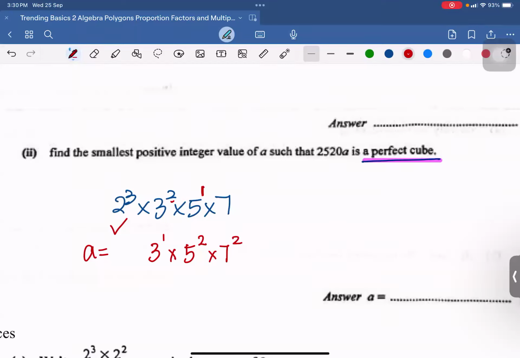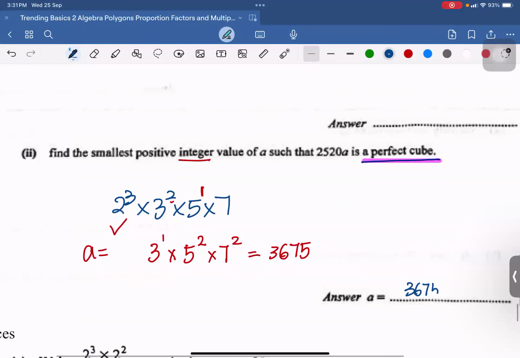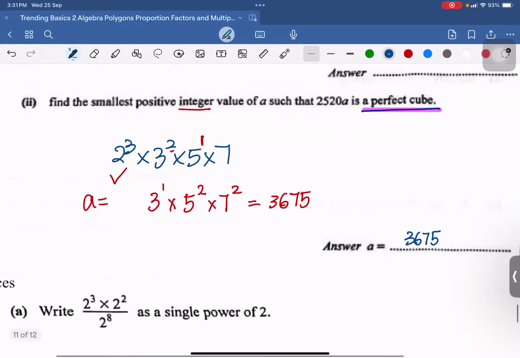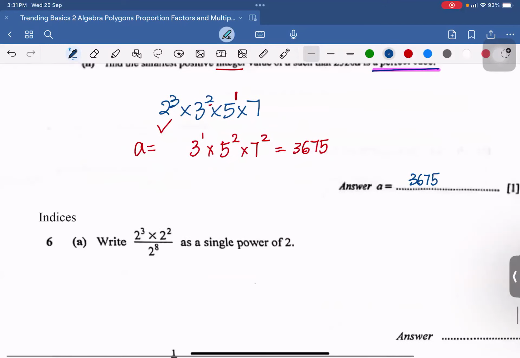Find the smallest positive integer value. I want the integer value. So I calculate this number, and I'll get my answer, 3675. Is this okay? Yeah, good. Thank you, Elise. Next one.